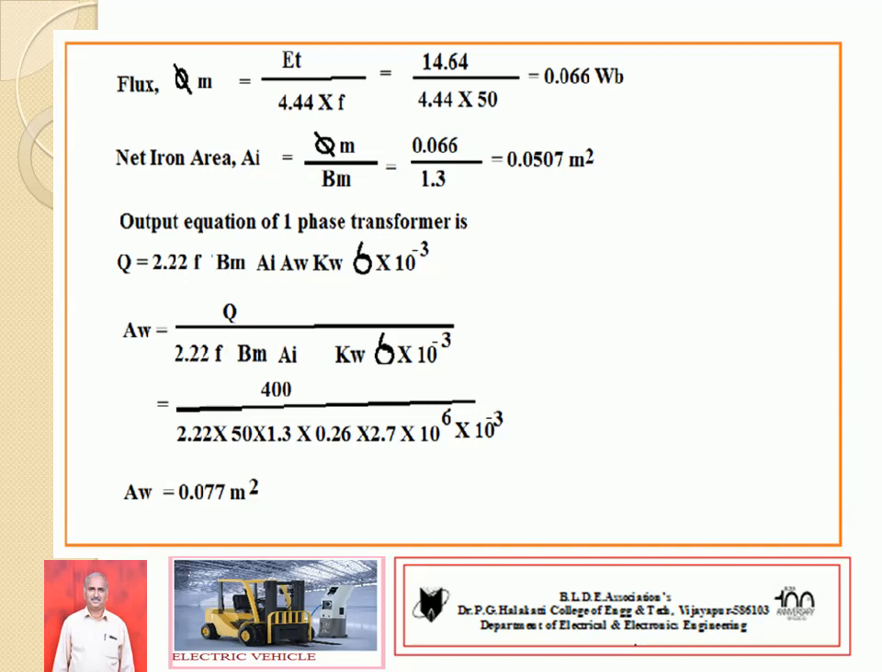Again you go to the output expression to determine the area of the window. You write down the expression for the kVA rating, Q equals the output equation, then you substitute all the values. Finally, we are going to get AW. AW equals 0.077 meter square.